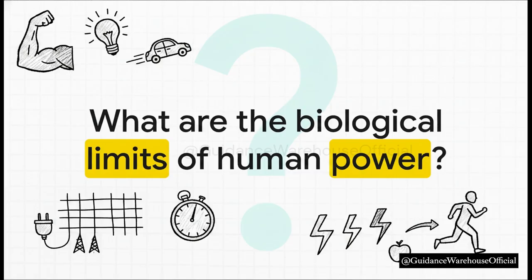But that really begs a fascinating question. Just how efficiently does the human body actually convert the food we eat into physical work? And what are the absolute hard biological limits of the human machine? Well, that is exactly what we are going to unpack in our next explainer on work, energy, and power in humans.